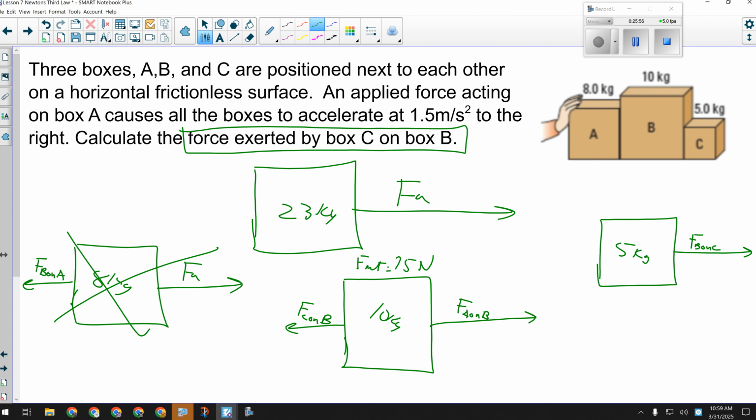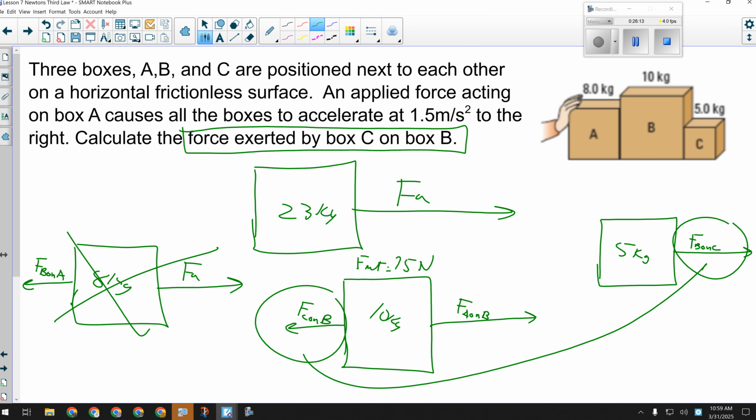Right? According to Newton's third law, every action has an equal and opposite reaction. So when B pushes on C, C pushes back with an equal but opposite force. So these two forces are equal in magnitude but opposite in direction. Everybody okay with my logic there? Okay, so if that's the only force acting on C, is it also the net force? Should be. Do I know the mass and the acceleration of box C?